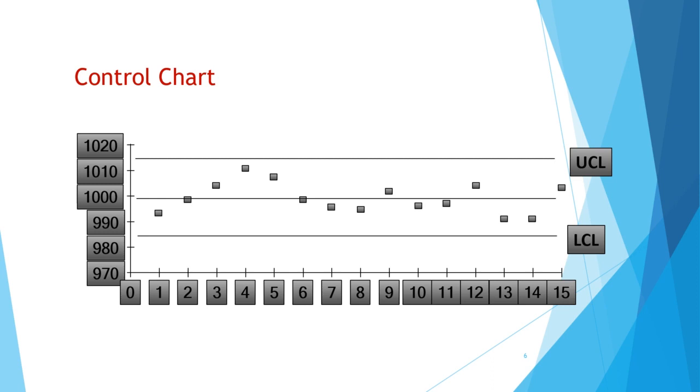Data are plotted in time order. A control chart always has a central line for the average, an upper line for the upper control limit, and a lower line for the lower control limit, UCL and LCL. These lines are determined from historical data. By comparing current data to these lines, you can draw conclusions about whether the process variation is consistent, that is in control, or is unpredictable, that is out of control.